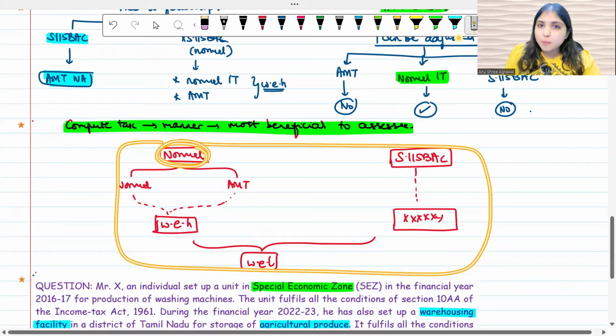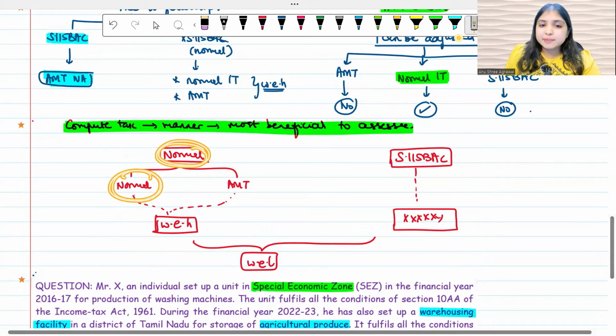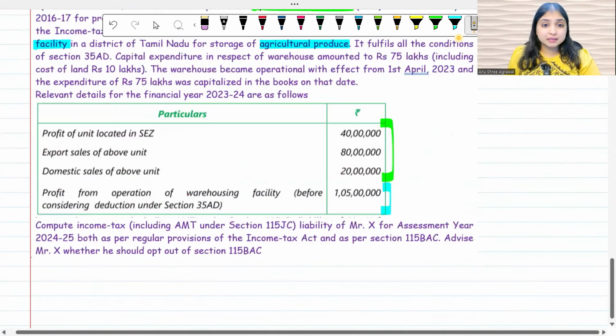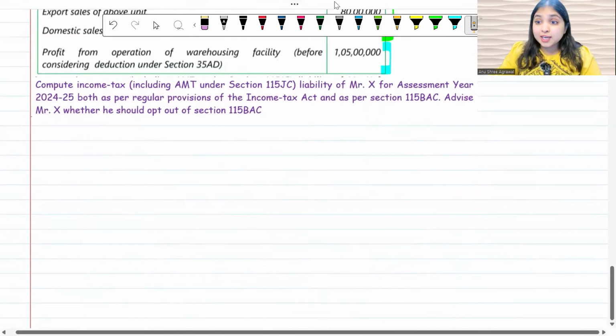First, we'll do as per the normal provisions. We'll do the normal tax liability. We'll do the AMT tax liability. We'll pick whichever is higher. Then we'll do as per 115BAC. We'll find the tax liability. Out of these two, we'll pick the lesser number. Okay, guys, come on, let's get to work.